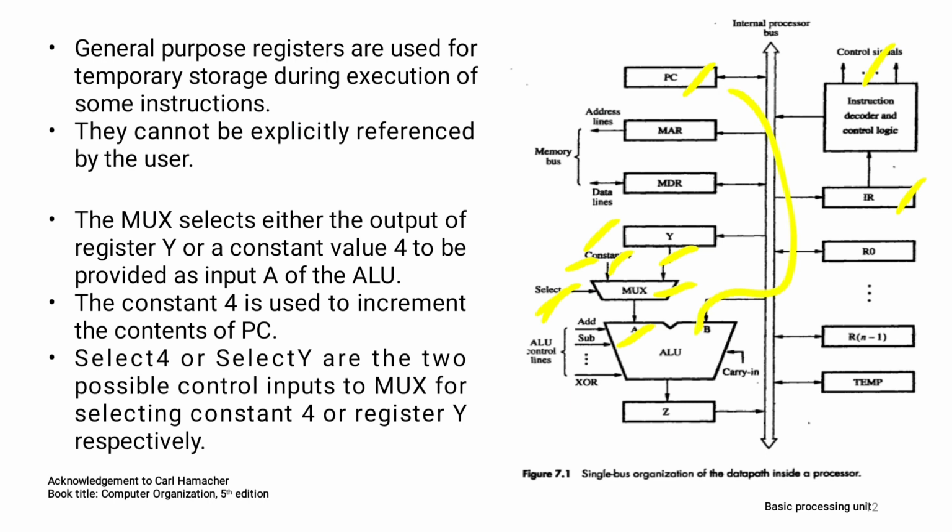This PC content 1000 is taken, and 1000 and 4 are added by the ALU. 1004 is generated, that is sent to Z. Over the internal bus it is saved in PC, the program counter. This way the program counter is made to point to the next word or next memory location. In that case constant 4 is added. Otherwise the select line is made to choose Y.